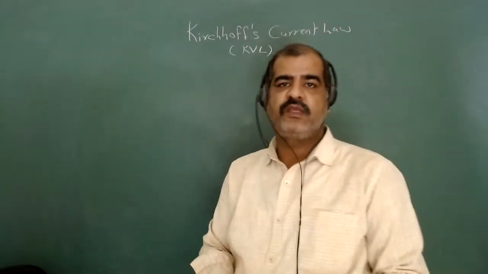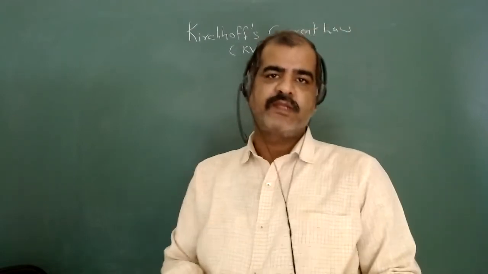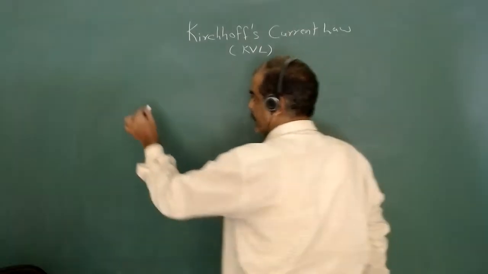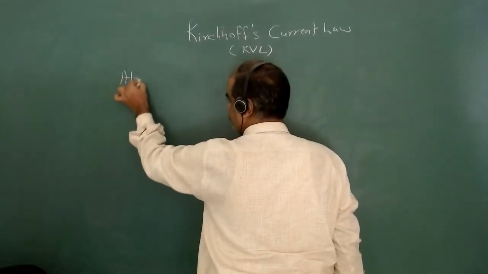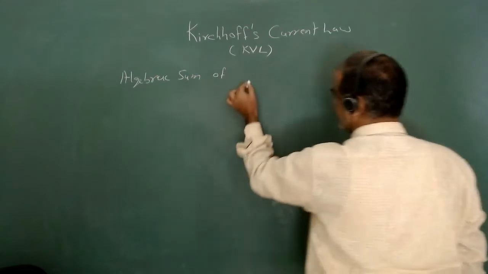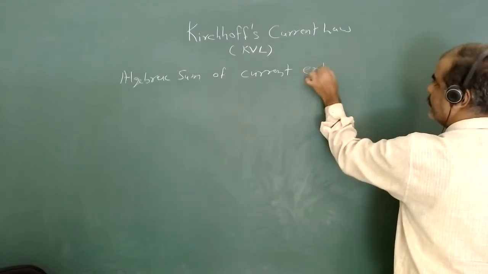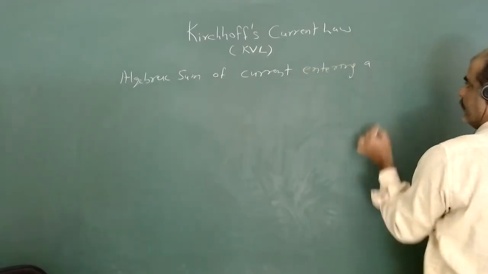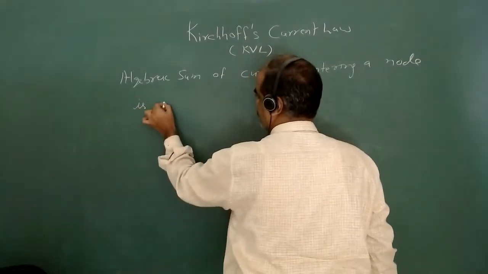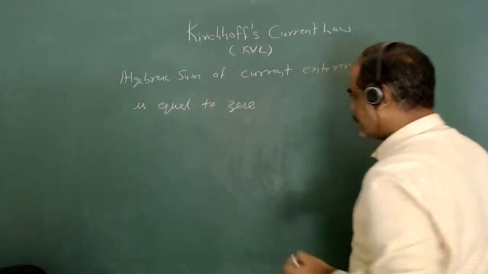Good morning, students. Today we're going to learn Kirchhoff's current law. Kirchhoff's current law is used in nodal analysis along with Ohm's law. So this law says that the algebraic sum of currents entering a node is equal to 0. What does that mean?